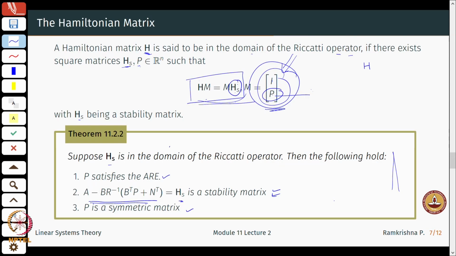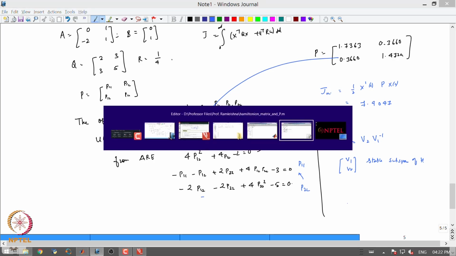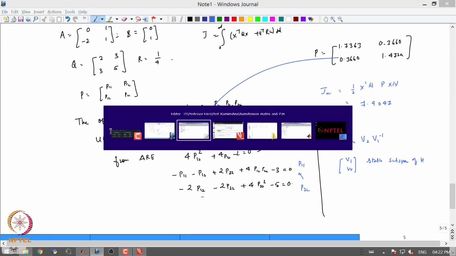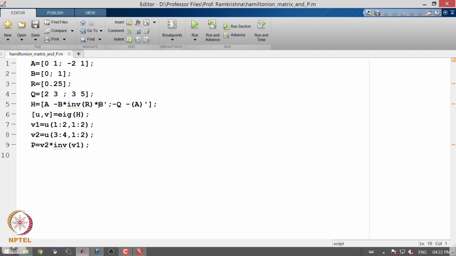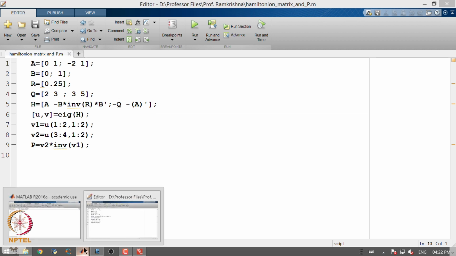So, how does H look like? Let us do this quickly. I will just quickly run and show the MATLAB code. So, I have A from the problem statement as 0 1 2 1, B of this form, R is simply 1 over 4, Q and so on. So for H, I just write all the equivalent expressions. Okay, so let's quickly do this.